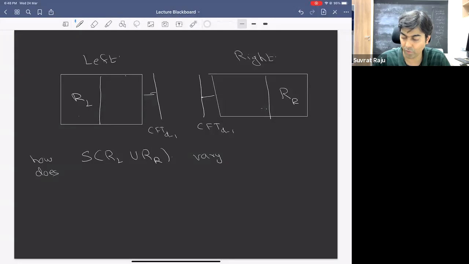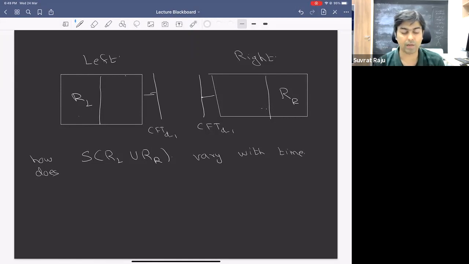And that's an interesting question to ask. As I said, even though both of these systems look like they're in equilibrium, if you ask about joint observables between these two, since the entire state is not invariant under e to the i (HL plus HR) t, these kinds of questions are interesting questions.